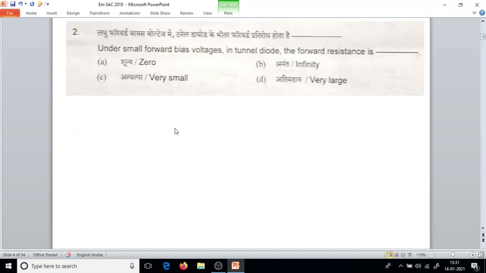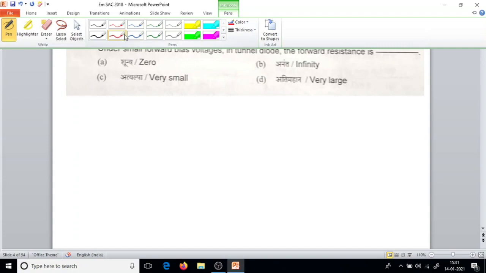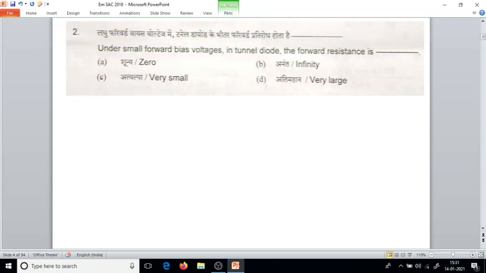Question number 2. Under small forward bias voltages in a tunnel diode, the forward resistance is. The answer is option C, very small. Under small forward bias voltages in a tunnel diode, the forward resistance is very small.